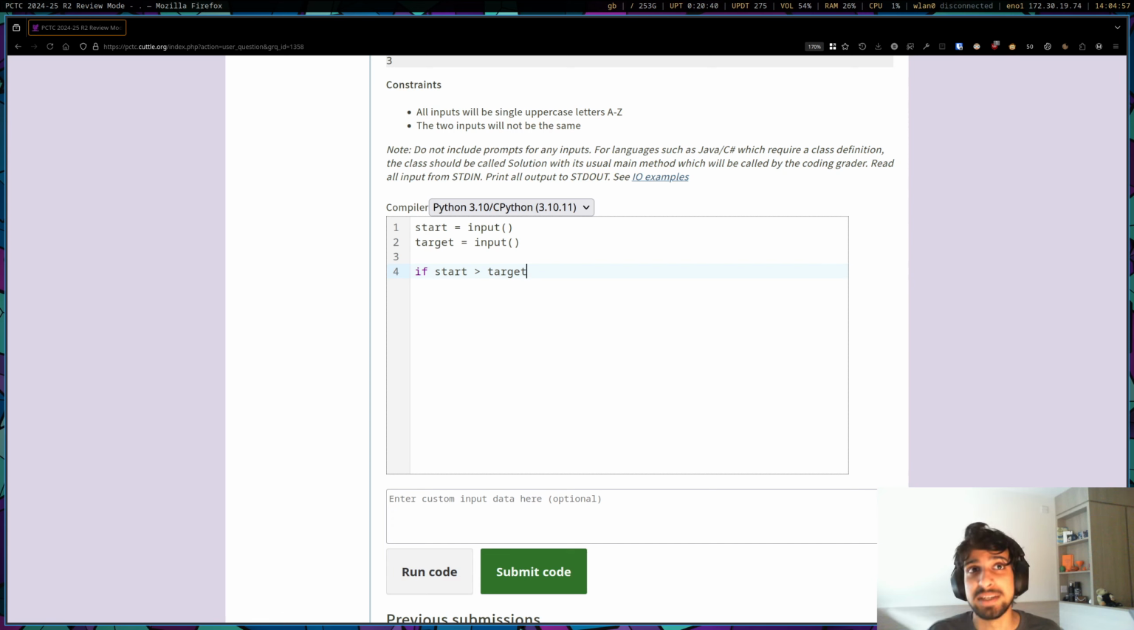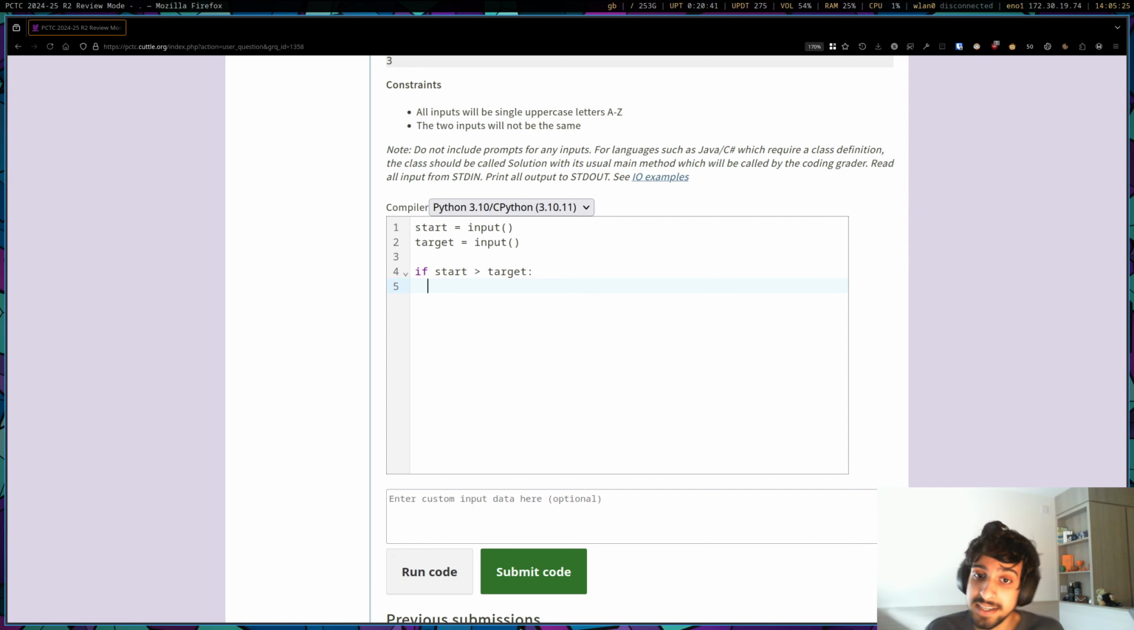letters are represented in ASCII, which is some sort of binary representation of letters. And you know, ASCII is just numbers, right? And so in the ASCII representation, the letter X is bigger than the letter C, right? It comes after the letter C, and so it has a higher binary number assigned to it. And therefore you can actually just compare two characters together as strings, and then Python will correctly identify whether, in this case, start is after target or start is before target.